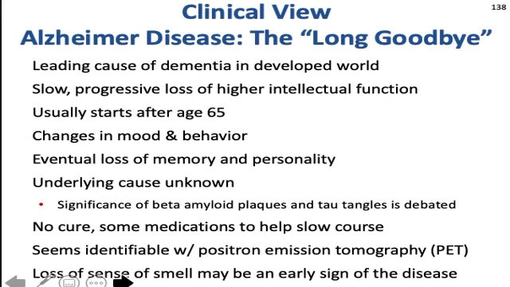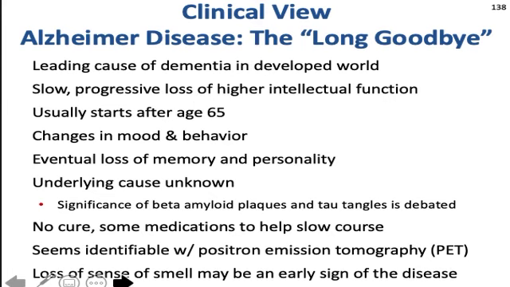Okay, so Alzheimer's disease is basically the death of neurons. And so you lose those connections that allow us to move information around and also take advantage of stored memory. So we see changes in mood and behavior, loss of memory and personality, and we don't know why this happens. There's probably both a genetic and an environmental component.